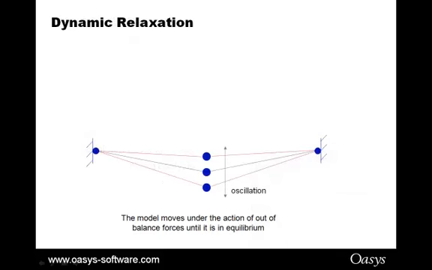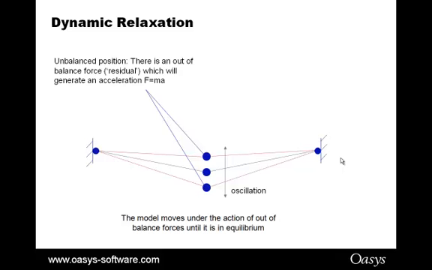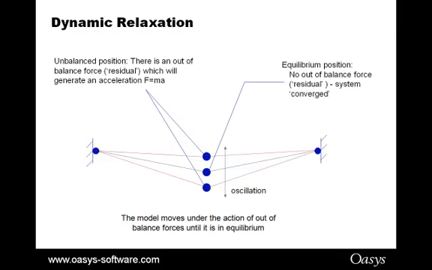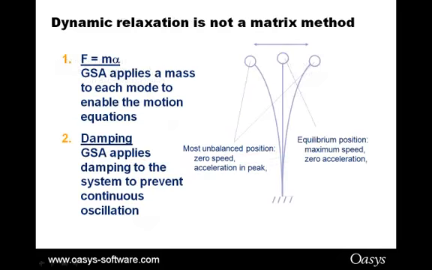Essentially, it makes the model go dynamic. Quite literally, the whole structure starts vibrating around with the stiffnesses and masses coming from the structure, and you have these unbalanced positions where there is a resultant force on the structure, which then accelerates things. But what we're looking for is the equilibrium positions where there's no out of balance forces, and this is what we call convergence.